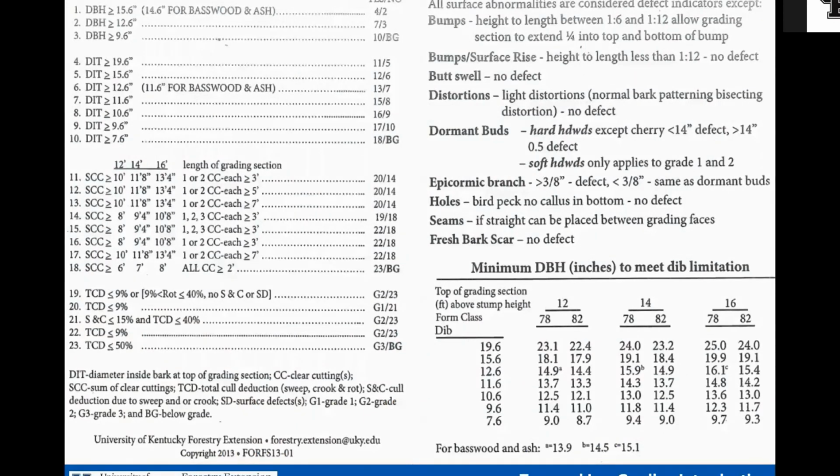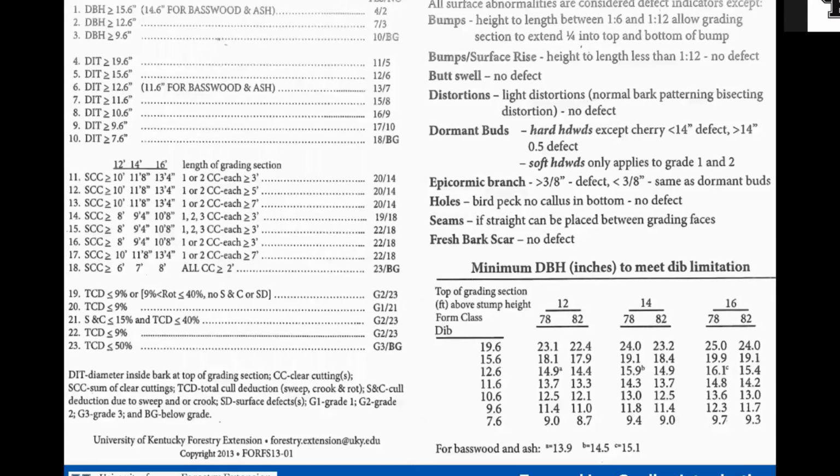And so we've discussed some of these different surface abnormalities real briefly. We talked about bumps and distortions, dormant buds, epicormic branches, holes. You've got a little key over here that'll give you some explanation, little definitions, talking about some of those defects. You've got some of that terminology we discussed over here, talking about your diameter inside bark at the top of the grading section, clear cuttings, the sum of your clear cuttings, and total cull deductions, which is your sweep, your crook, your rot.